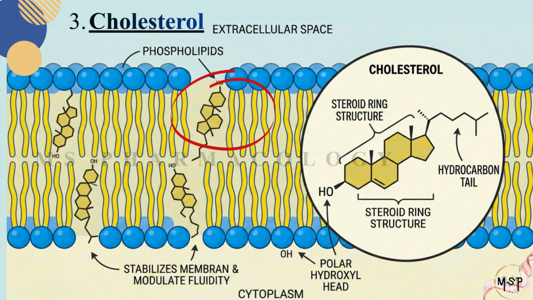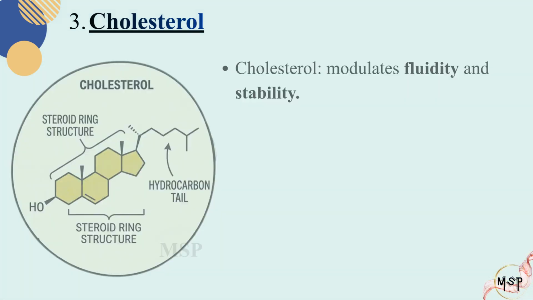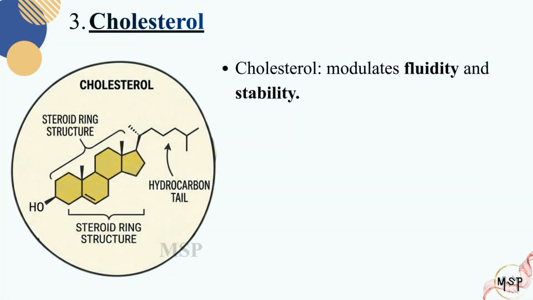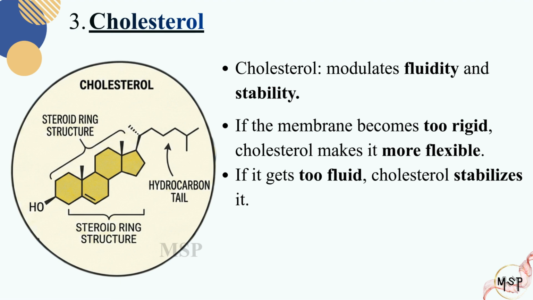Cholesterol molecules float within the membrane. With their 4 fused carbon rings, they help modulate the membrane's fluidity, keeping it flexible but stable. If the membrane becomes too rigid, cholesterol makes it more flexible. If it gets too fluid, cholesterol helps stabilize it.